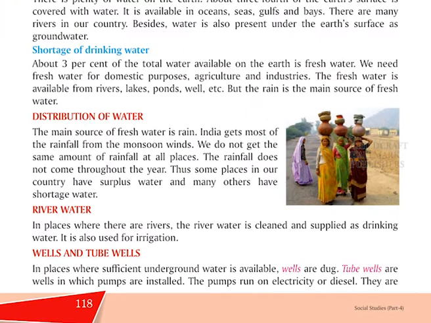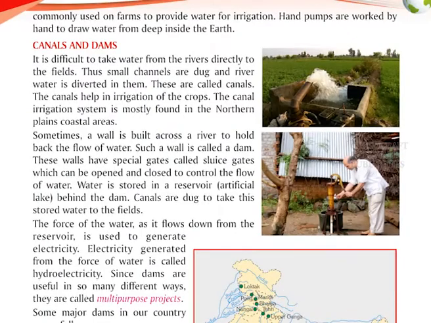River water. In places where there are rivers, the river water is cleaned and supplied as drinking water. It is also used for irrigation. Wells and tube wells. In places where sufficient underground water is available, wells are dug. Tube wells are wells in which pumps are installed. The pumps run on electricity or diesel. They are commonly used on farms to provide water for irrigation.